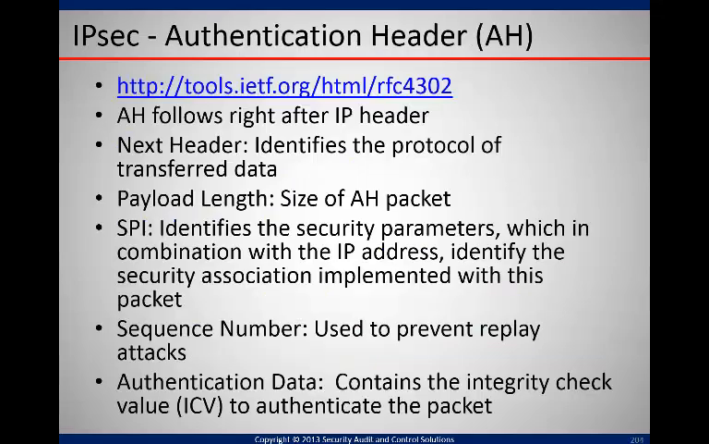The authentication header, which is referred to in RFC 4302, follows right after the IP header. The next header identifies the protocol of the transferred data. There's a payload length attribute which defines the size of the authentication packet. The SPI identifies the security parameters, which in combination with the IP address identify the security association implemented with its packet.